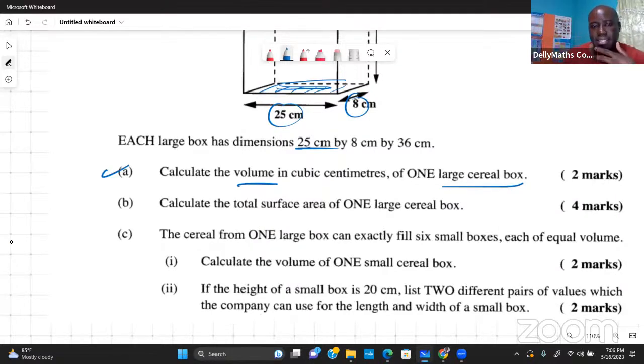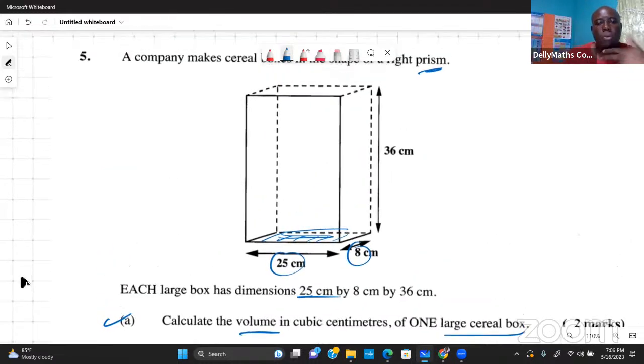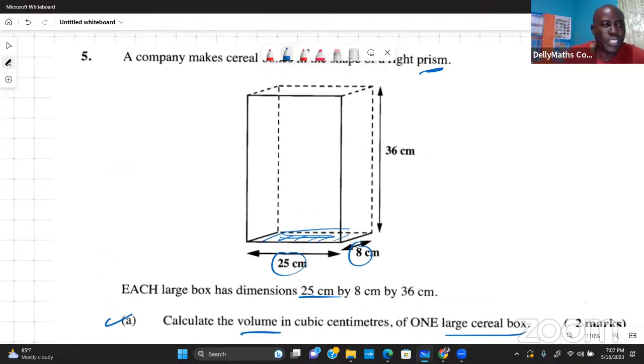Let's see what the next question says. Calculate the total surface area of the cereal box. So we want to talk about the total surface area now. We want to discuss the idea, and then we could put it together right where we are. So I think it's the B part.